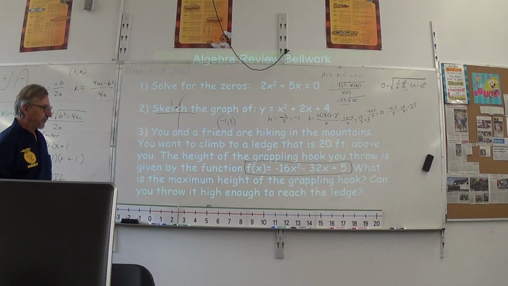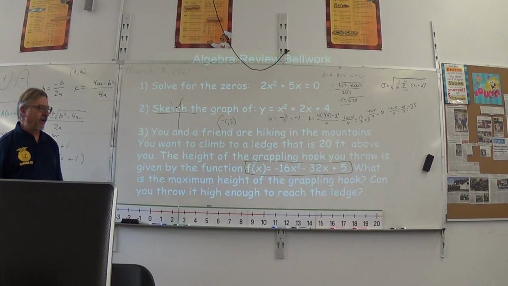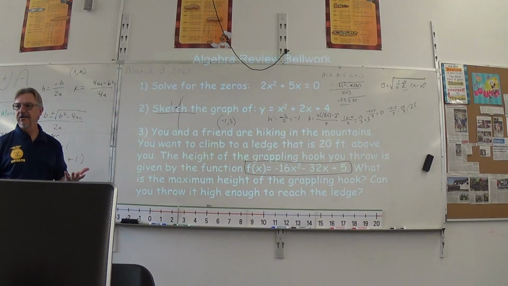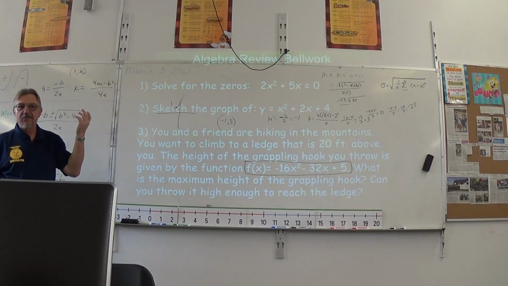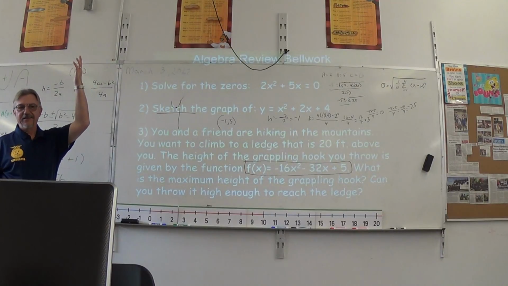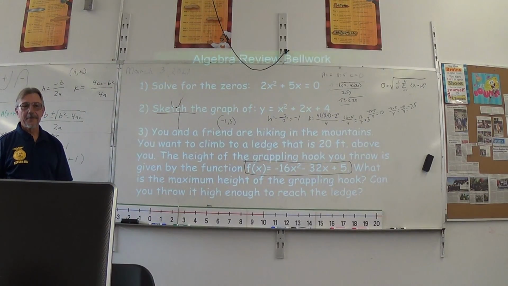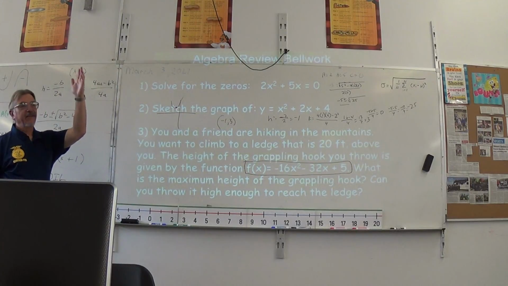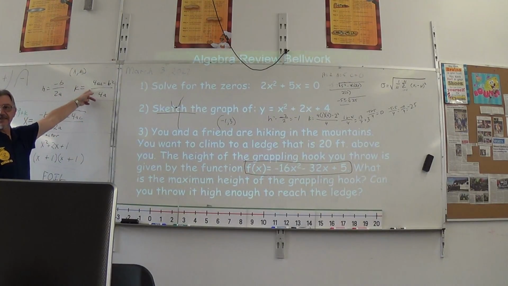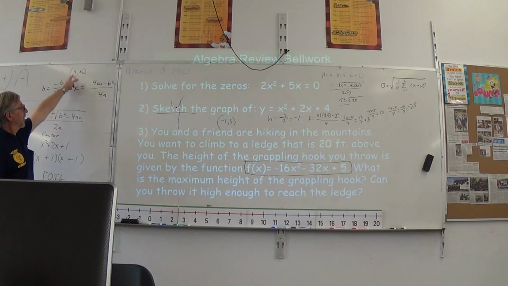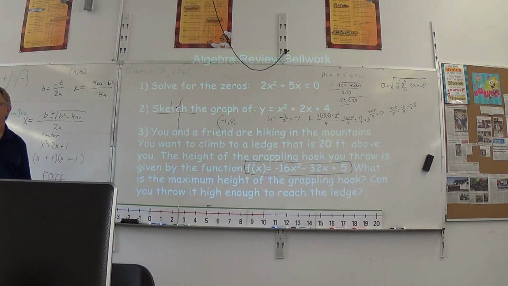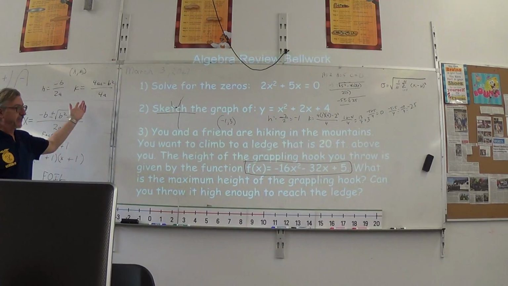Okay, so we want to look for the maximum height of the grappling hook. Do we need to use the quadratic formula? No, we just need to know height. H and K. Do we even need to know H, really? No, we just need to know K. We just want to find how high, and K is your height, because it's X, Y. All you really have to do is the K part of it.